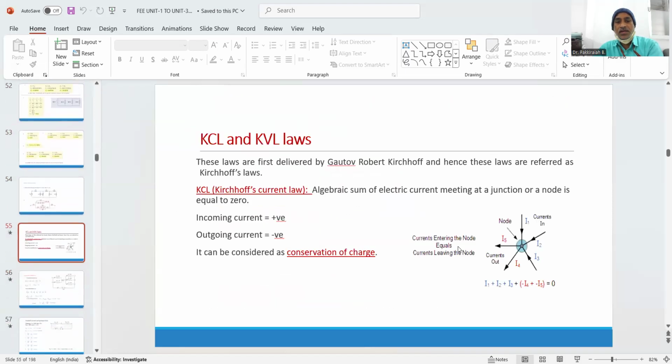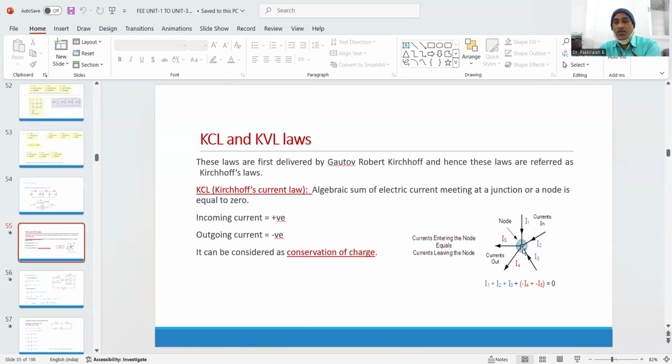Then Kirchhoff's laws. Kirchhoff's current law, KCL, states that the algebraic sum of currents meeting at a particular node or junction is equal to 0. Summation I is equal to 0.